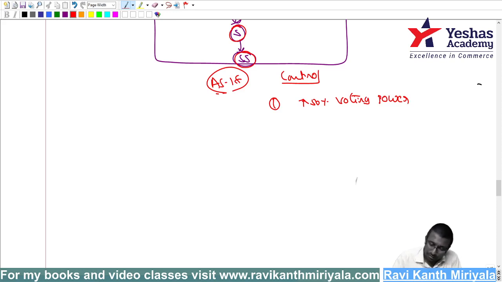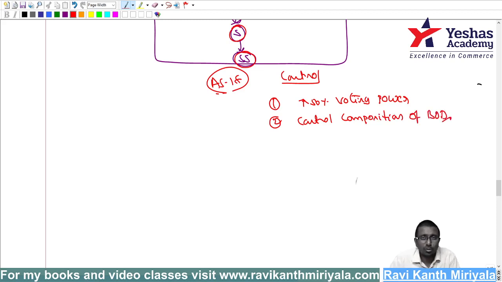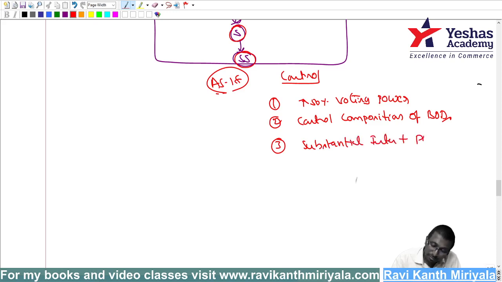Second one is what? Controlling the composition of the board of directors. It means without their permission you can't appoint or remove the board members. Then I can say I am controlling them. The third point also says: who has substantial interest plus power to control the policies. This is a new point to you.